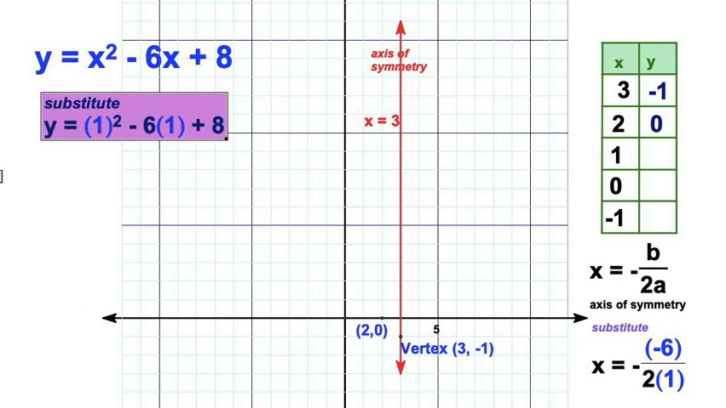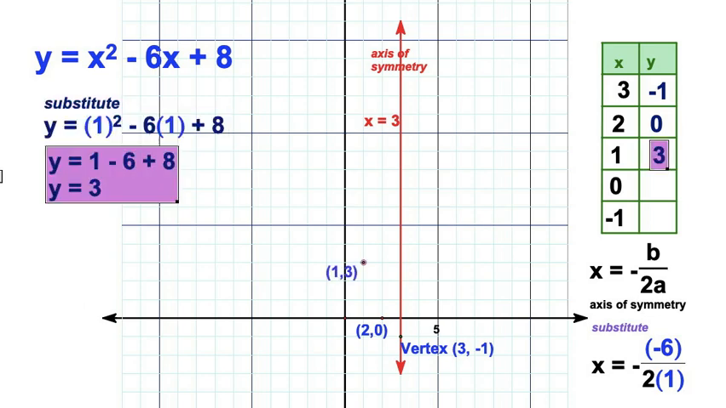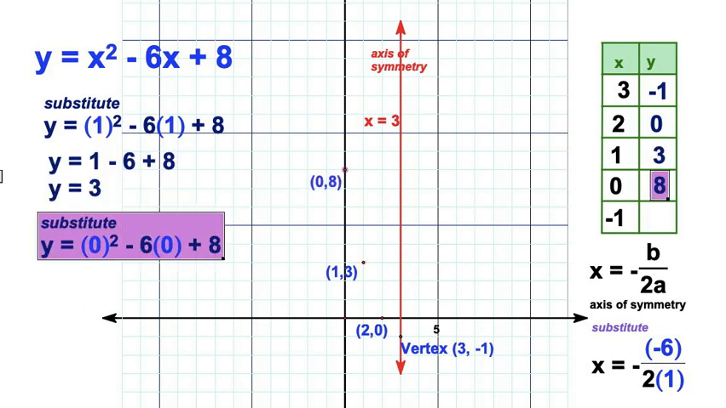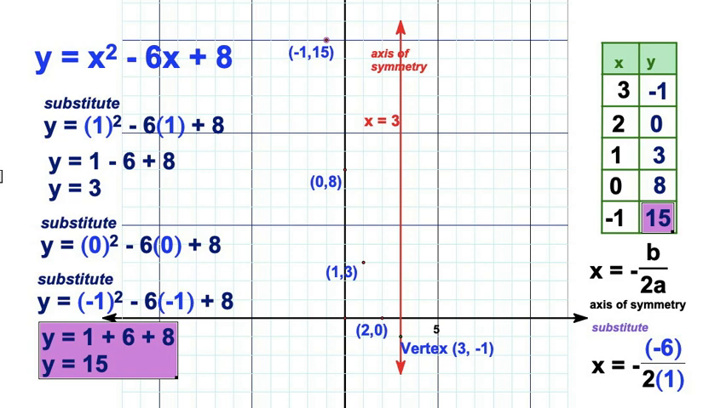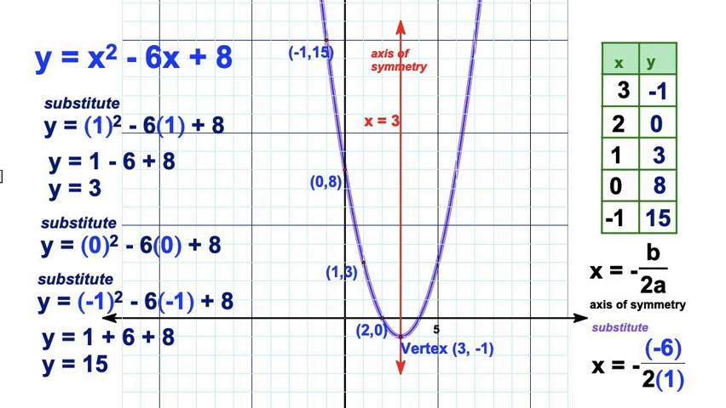And then we're going to say, okay, let's go this way. 1, 3, 0, 8, and -1, 15. And of course, that was our parabola. That's what we did before. And that's cool. We can do it that way. But we're going to do something a little bit different.